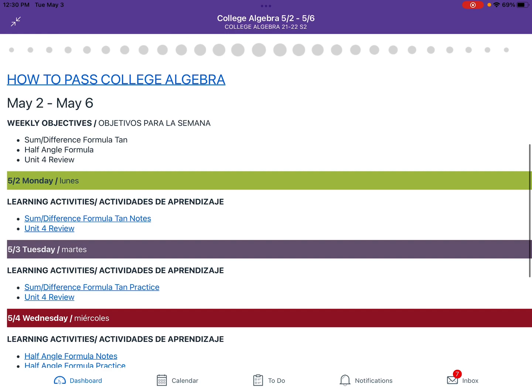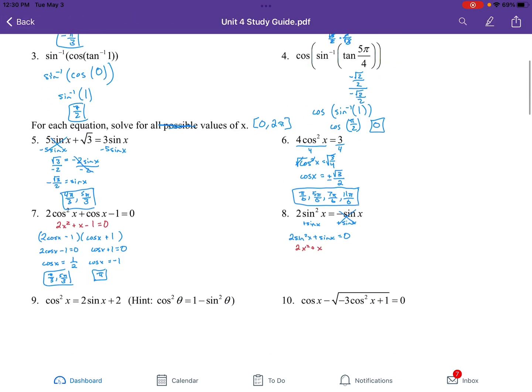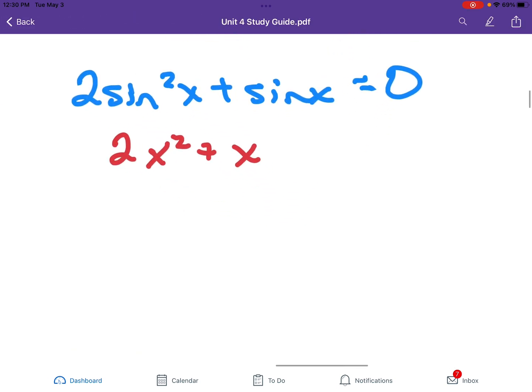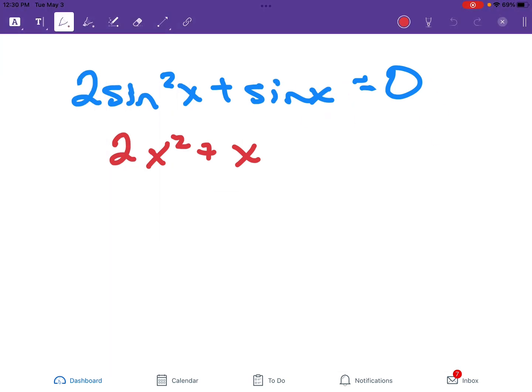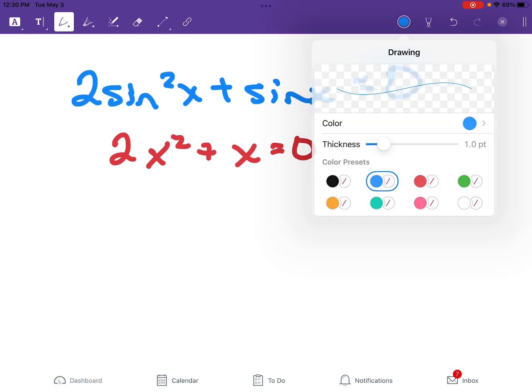Sorry. I don't know what happened. Equals 0. There we go.